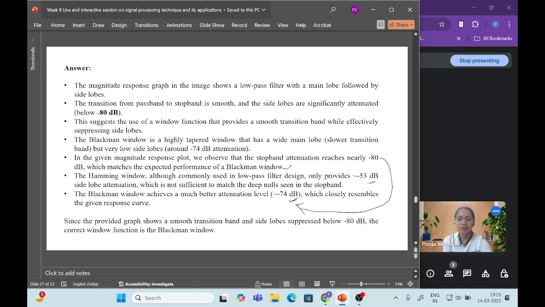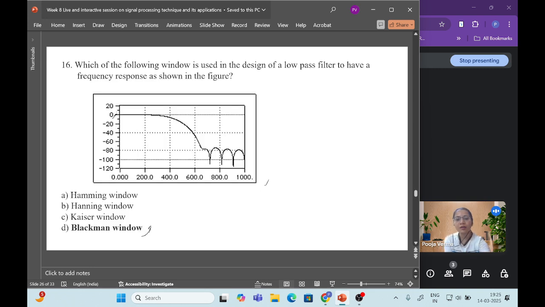Okay, since the provided graph shows a smooth transition band and side lobes below minus 80 dB, the correct window function is the Blackman window. Okay, so this is a Blackman window. You can see the frequency responses of the other window functions also.